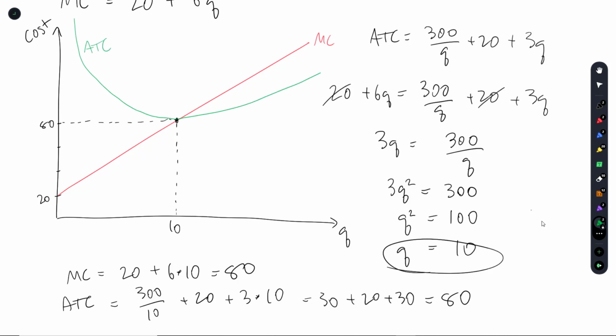So when you're drawing these, make sure this all looks right. Things to watch out for as well are the intercepts for the MC. Make sure that's not coming out of the origin unless it's supposed to. So think about that intercept, think about that efficient scale, and you'll be all right.